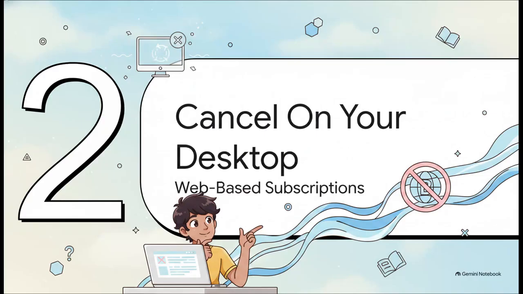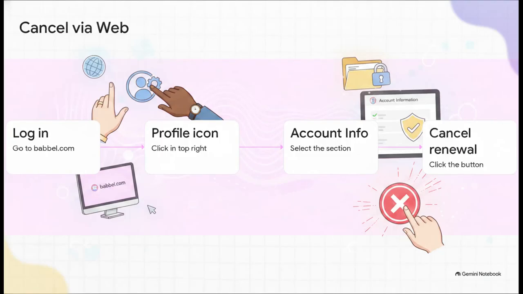Moving right along to Section 2, Canceling on your desktop for web-based subscriptions. If you originally paid through Babbel's actual website, you've got to cancel there. Just follow these 4 super simple steps on your computer to seamlessly disable that upcoming auto-renewal. First, log into Babbel.com. Second, click on that little profile icon way up in the top right corner and choose Profile and Settings. Third, look over to the left side of the page and hit Account Information. And finally, just pick your active subscription and click that magical Cancel Auto Renewal button.